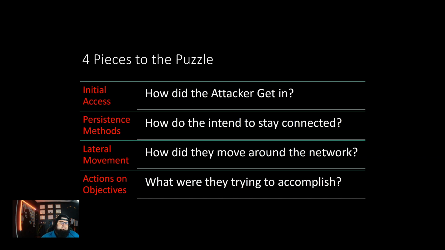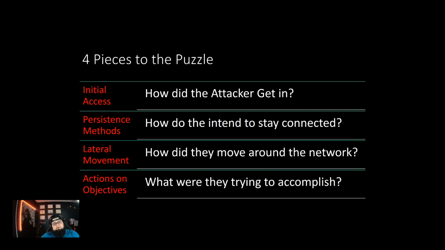But ultimately, the goal of scoping is really to find these four pieces, right? What was the initial access? How did the bad guy get in? What is their persistence method or methods, if they have them? Did they move around laterally? Where, how, why? And what were the actions they were trying to complete?